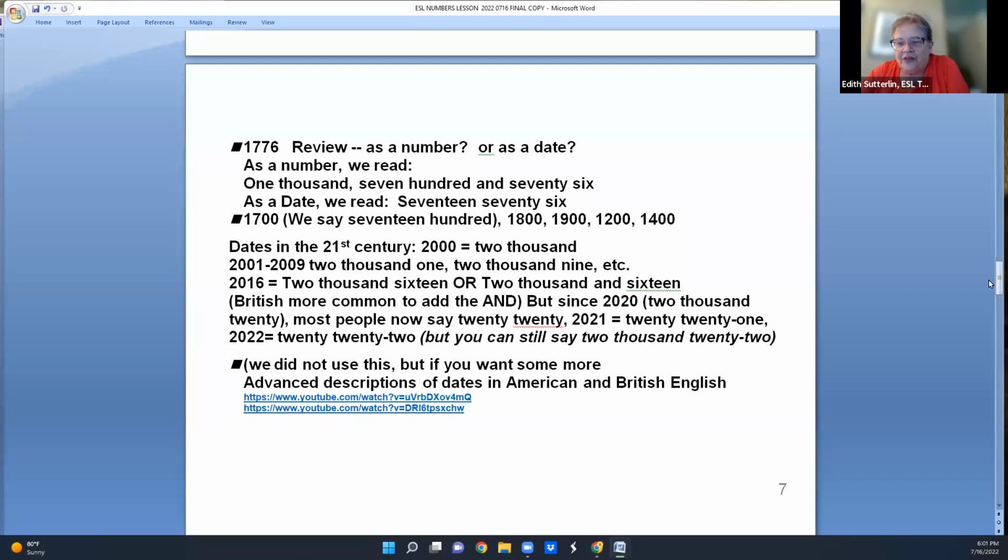2000, 2001, 2009, for example, 2016. You could also use the word and in there, 2016. British people are more commonly adding in the and. Americans do either way, leave it in, take it out. You could say 2001 or 2001. Since 2020, it's more common for us to now say just 2020. So instead of saying 2020, which is also accurate, we just say 2020.